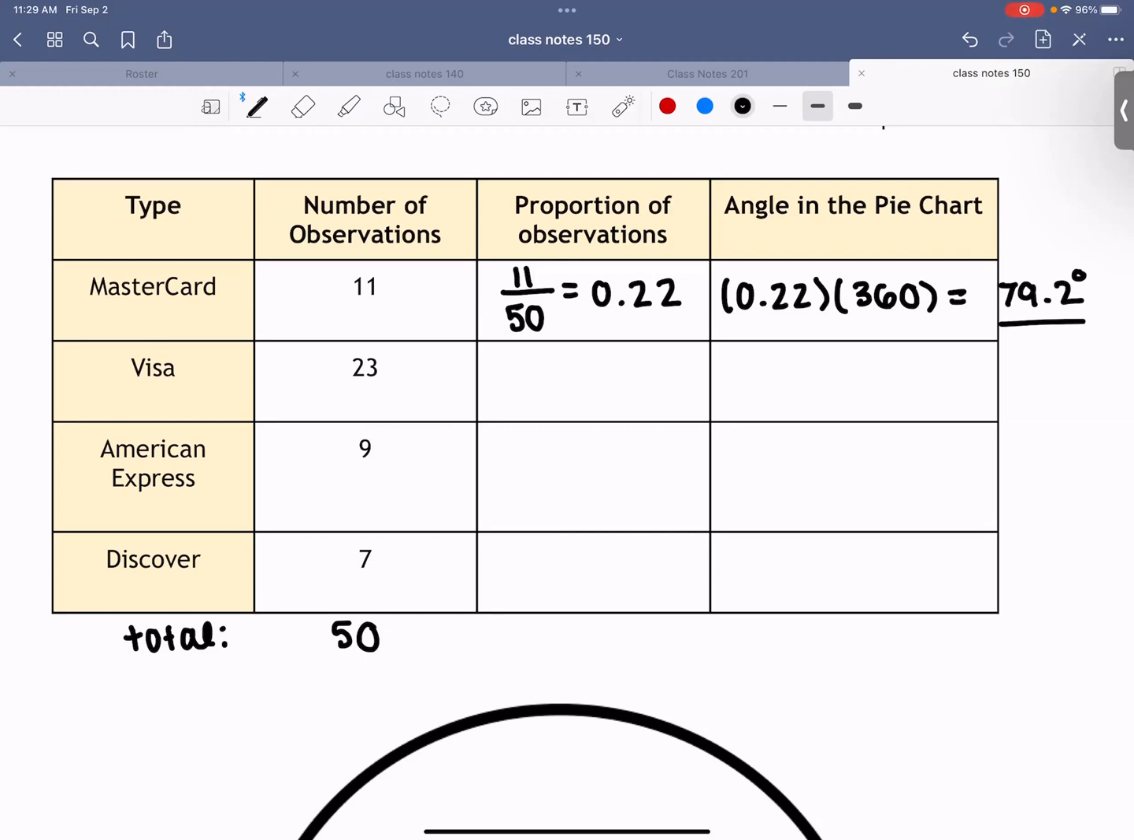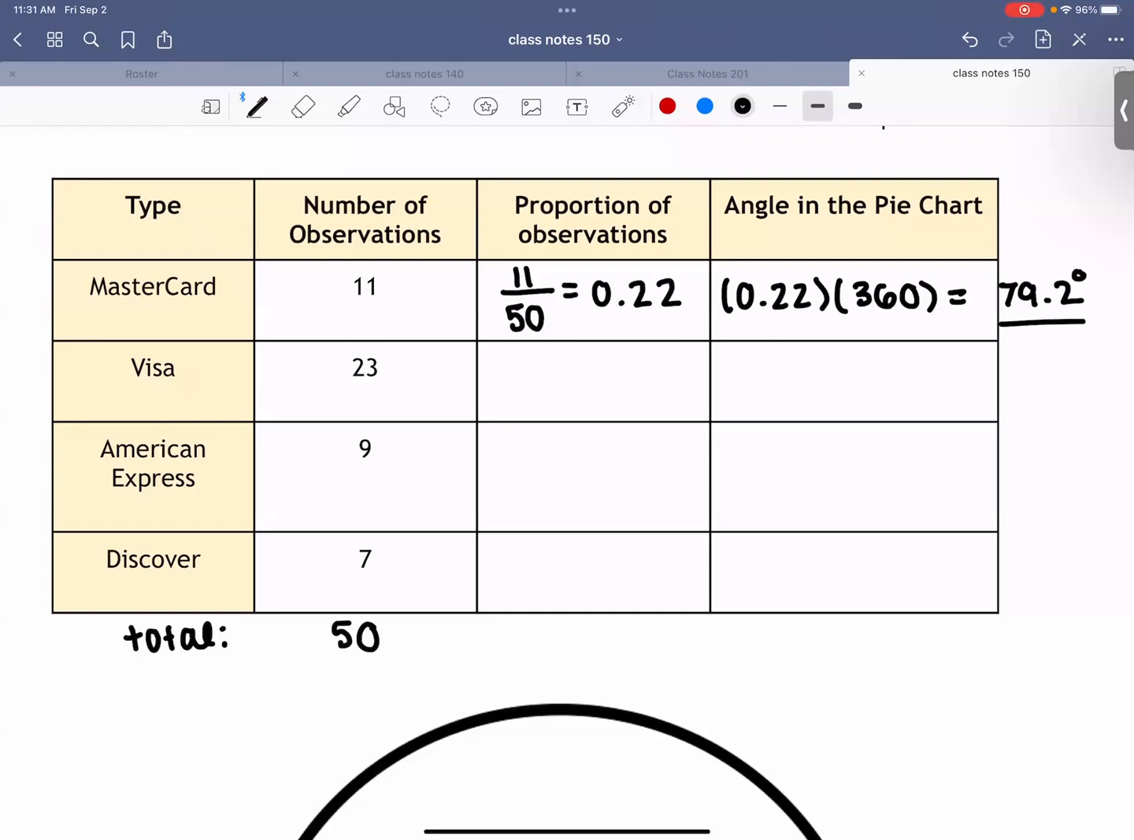I'm going to give you some time to do the other three. This is very similar to something you'll see on your homework. All you have to do is divide by 50 and then multiply by 360. I think I see people finishing up. If you're still working, that's okay.